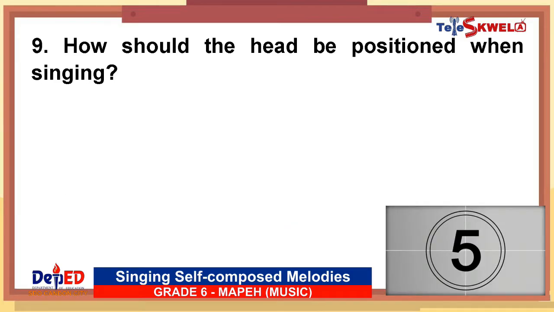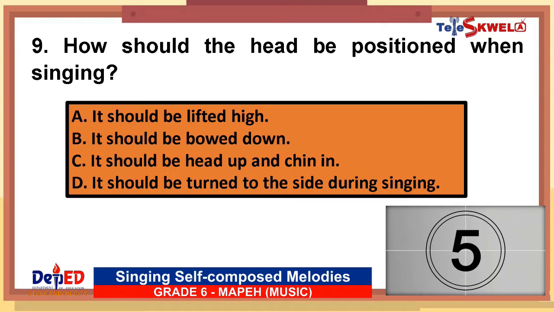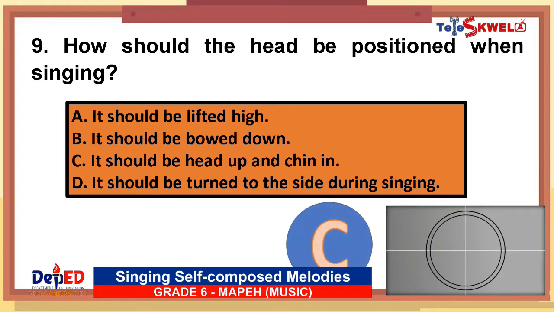Let's move on to number 9. How should the head be positioned when singing? Choices are letter A, it should be lifted high. Letter B, it should be bowed down. Letter C, it should be head up and chin in. And letter D, it should be turned to the side during singing. Timer starts now. And the correct answer is letter C. It should be head up and chin in.